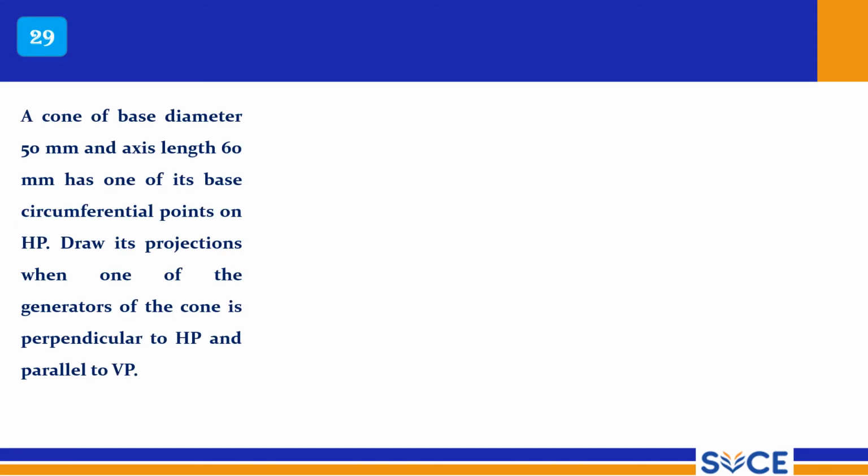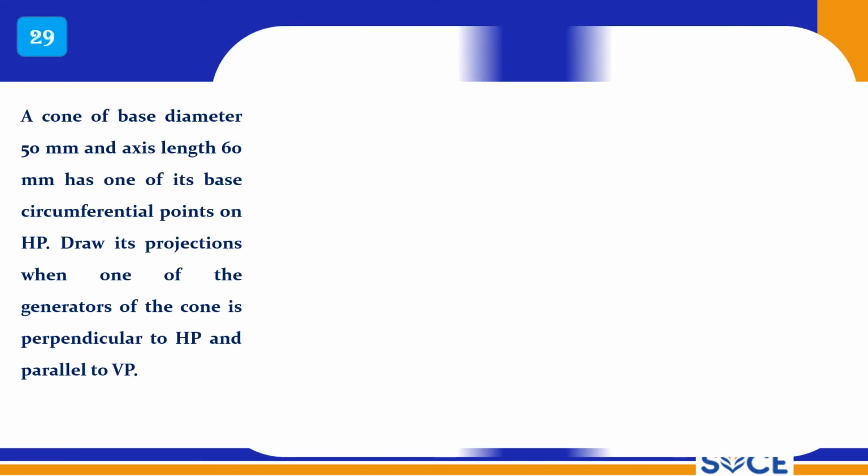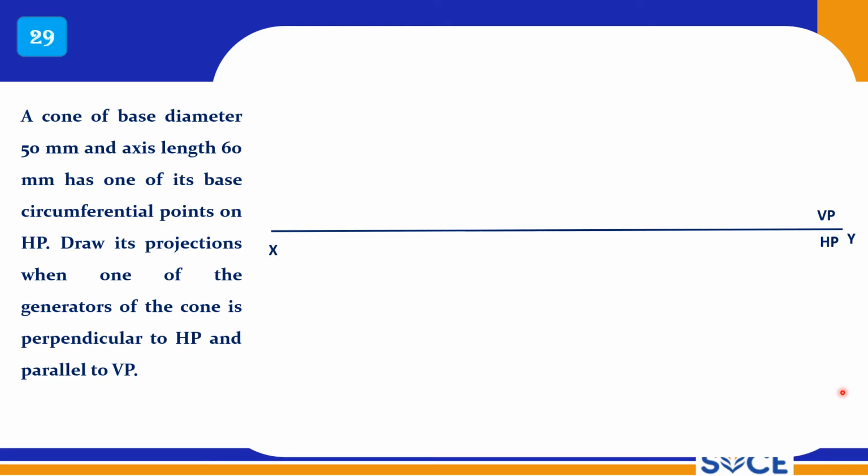Next problem, a cone, right? So now it is a cone. A cone of base diameter 50 mm and axis length 60 mm has one of its base circumferential points on HP. Draw its projections when one of the generators of the cone is perpendicular to HP. Right, so one of the generators is perpendicular to HP. It is obviously the extreme generator. On the right hand side we can take, right?